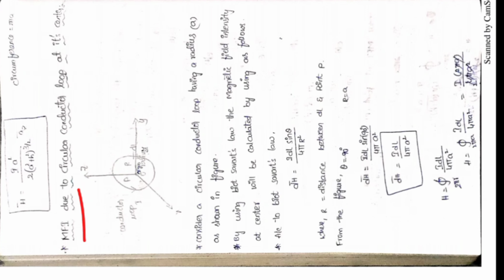Now by using Biot-Savart's law we can write dH equals I dl sin theta by 4 pi r square, where r is the distance between dl and point P. From the figure, theta equals 90 degrees.